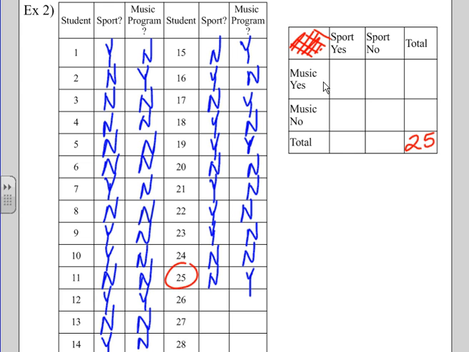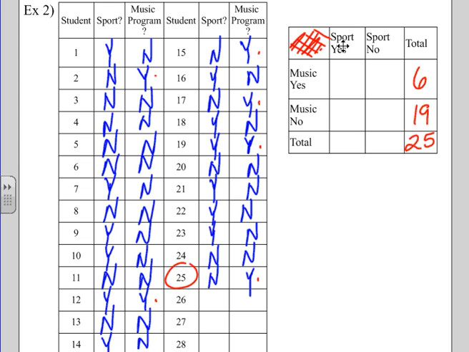So let's start with the total of people who said yes to music, and we're going to put that total there. So we'll go down here and we have 1, 2, 3, 4, 5, 6. We had 6 total people who said yes to music. That means that there were 19 people who said no, giving us a total of 25.